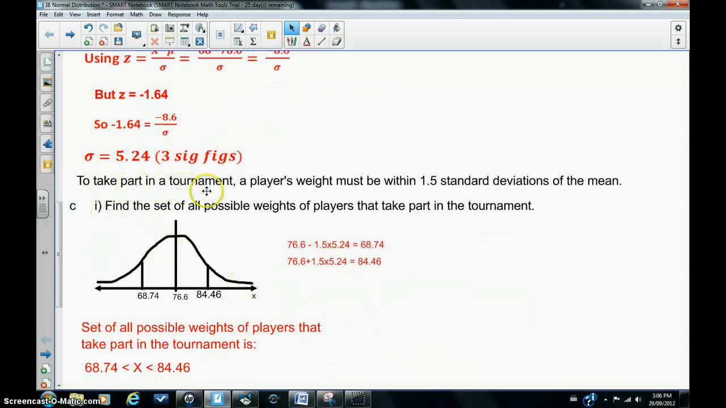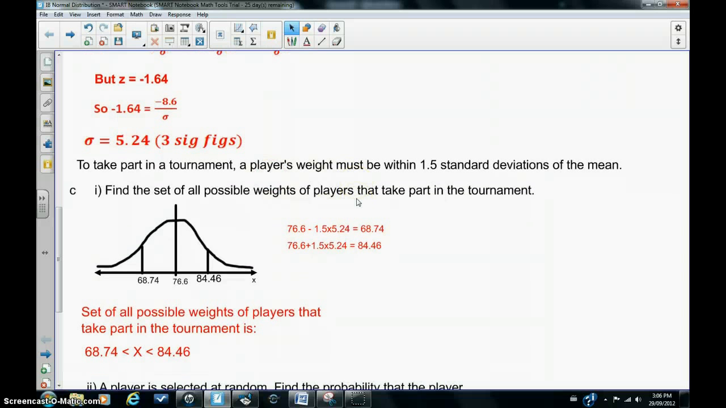It says, to take part in a tournament, a player's weight must be within 1.5 standard deviations of the mean. Part C, Part 1. Find the set of all possible weights of players that take part in the tournament. Well, we need to draw our normal curve again and put in our mean value, mean weight, 76.6. We need to find the two numbers such that they are 1.5 standard deviations away from the mean value.